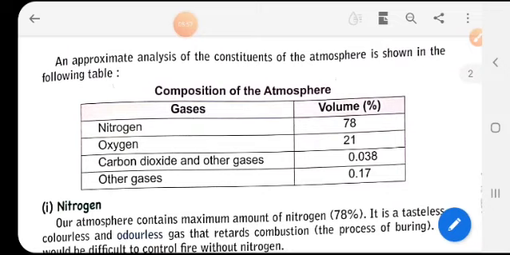So here is a table made to show the actual composition of the atmosphere. Nitrogen is about 78% of the Earth's atmosphere. Oxygen is around 21%, carbon dioxide is 0.038%, and other gases are 0.17%. So in total it is about 100. Out of 100, that percentage means out of 100. So this is the composition of the atmosphere.